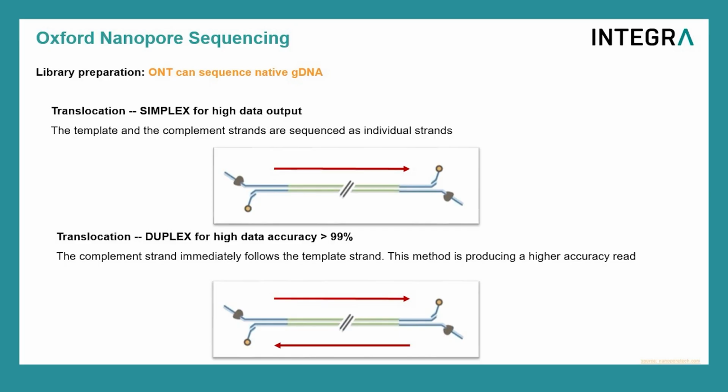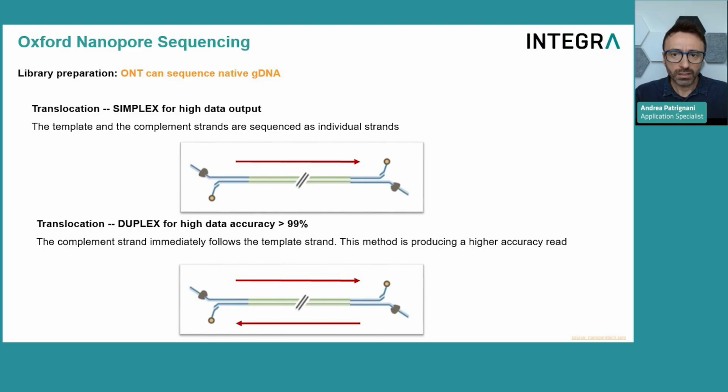In the simplex mode, the template and the complement strands are sequenced as individual strands, likely through different pores. The simplex mode is chosen to produce high data output. In the duplex mode, the complement strand follows the template strand in the same pore, forming a consensus sequence.